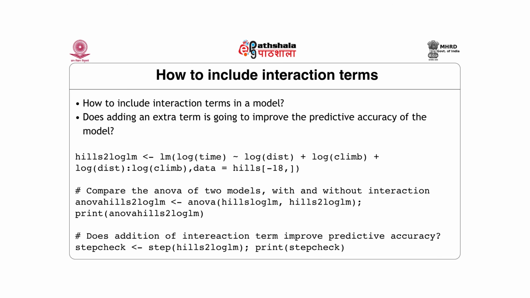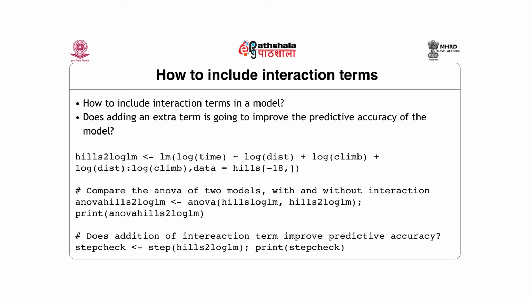This is the crucial bit. You can do this yourself, or you can just simply type log distance times log climb, and the software will do that for you. Then we can have two other very important functions. The first one is an ANOVA of this multiple linear regression model, and the other is checking the various steps through which the model is going to learn. That is done using the function called step, and I've saved it into an object called step check.